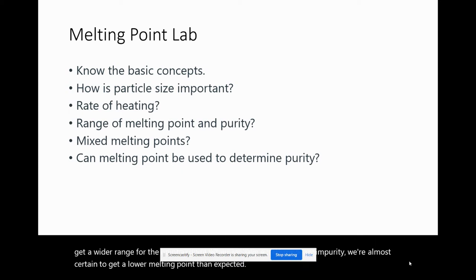The concept of mixed melting points: if I mix two components together, I'm going to get a melting point for the material that's less than the melting point of either of the two components. And we can use this to determine purity of the sample as well. If we have a known melting point of a material, I could match it to what we achieve in the lab.